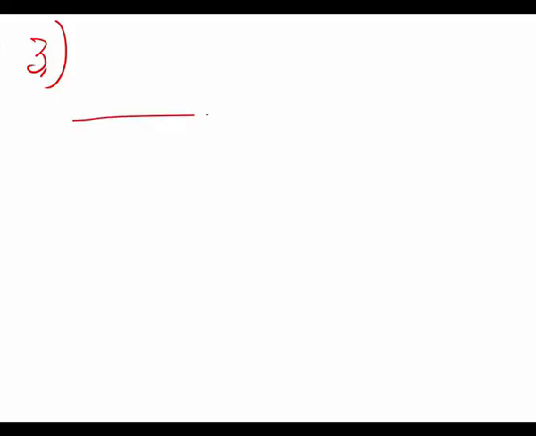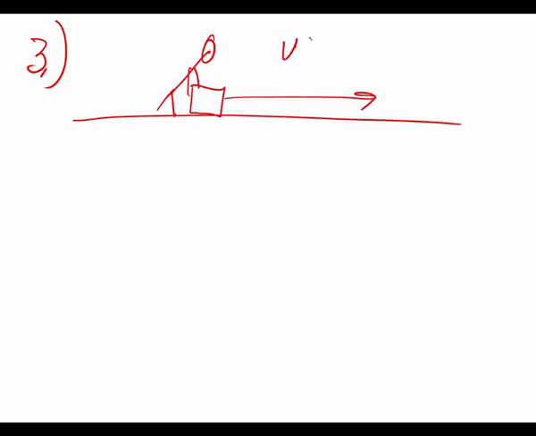So we got a factory worker pushing the crate. He's pushing the crate this way with a velocity that is constant, which means acceleration is equal to 0.